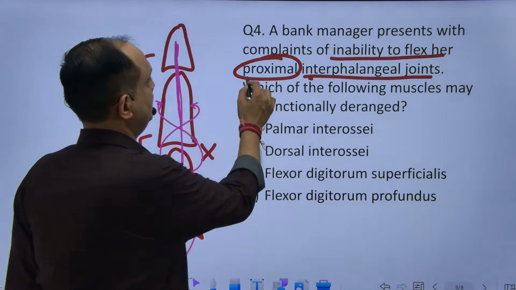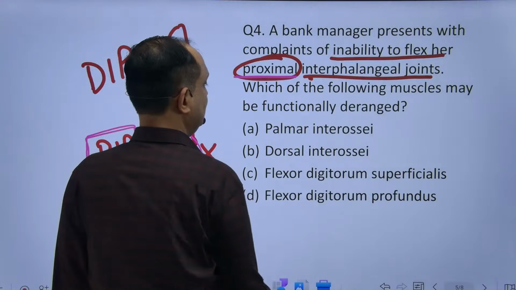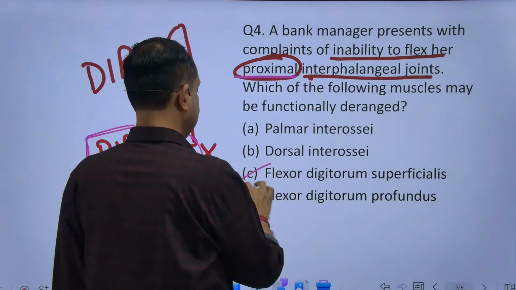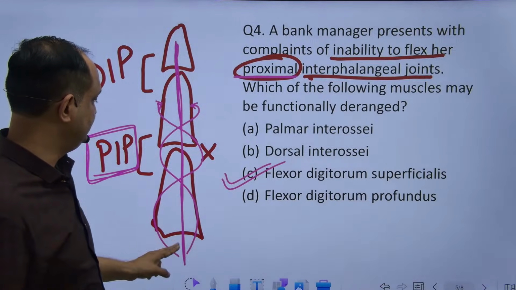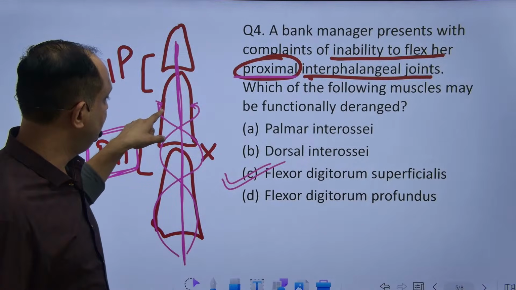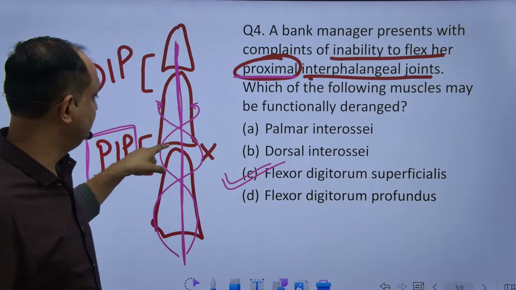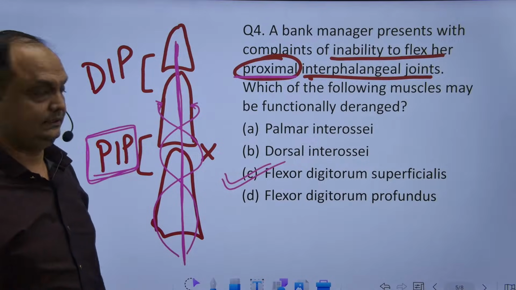But the question is about the proximal IP joint. So I will go with the flexor digitorum superficialis. Flexor digitorum superficialis is inserting into the middle phalanx, and it is mainly responsible for the flexion of PIP.